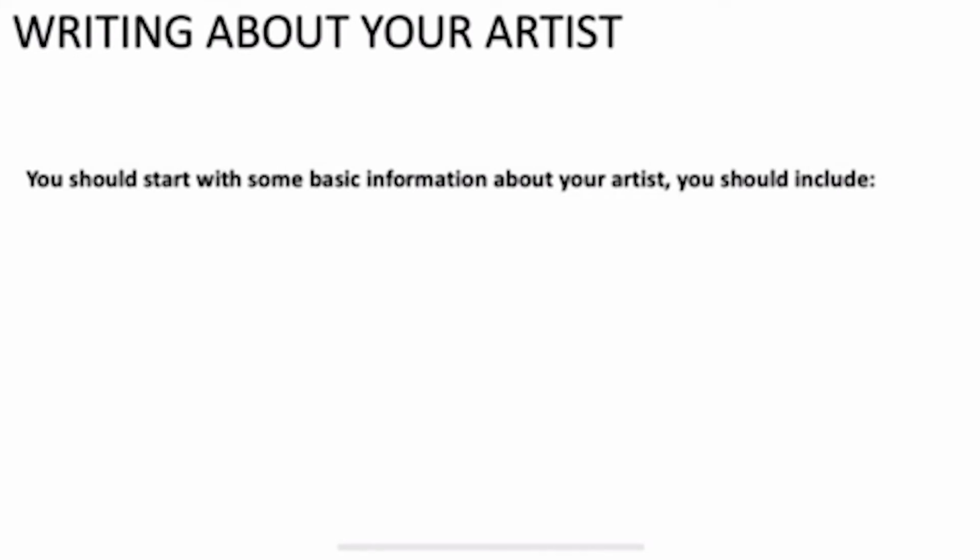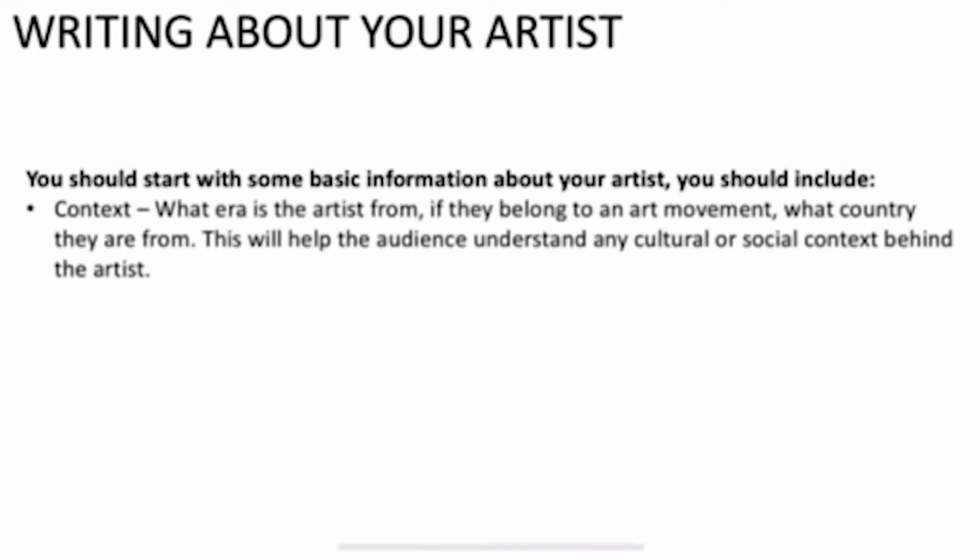So now we're going to move on to writing about your artist. You should start with some basic information about your artist. So you should include context. What era is the artist from? If they belong to an art movement such as Surrealism or Impressionism, what country they're from, and just some basic background information. This is going to help the audience or the viewer understand any cultural or social context behind the art.